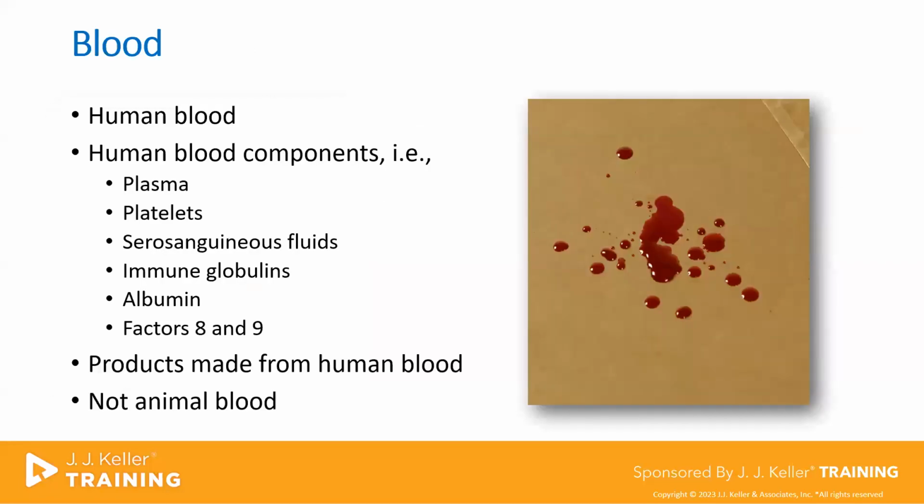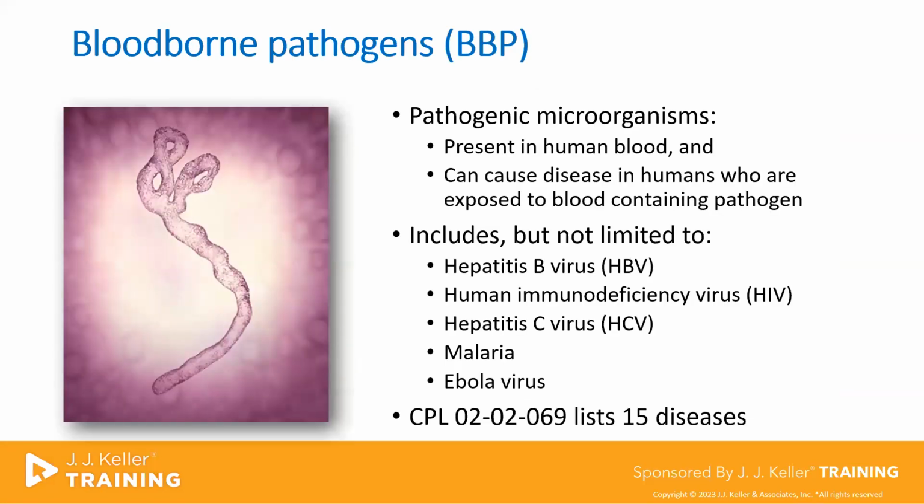Rachel: All right. Yes. Thank you, Tricia. And hello, everyone. We're glad to have you with us today. So the most basic term in this regulation is, of course, blood, which means human blood components, and products made from human blood. Animal blood is not covered in the regulation. OSHA gives examples of human blood components, and we've listed those here. Bloodborne pathogens are microorganisms present in human blood that can cause disease in exposed humans.